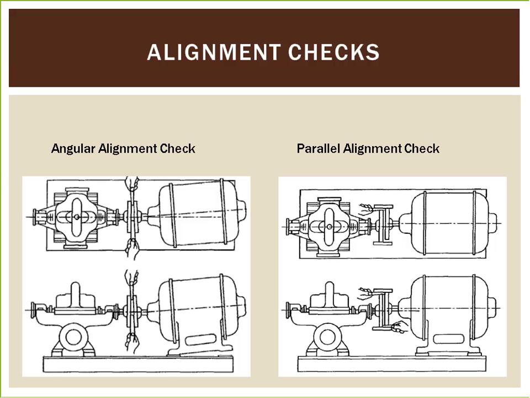Angular and parallel misalignment are corrected by means of shims under the motor mounting feet. After each change, it is necessary to recheck the alignment of the coupling halves. Adjustment in one direction may disturb adjustments already made in another direction. It should not be necessary to adjust the shims under the pump. The permissible amount of misalignment will vary with the type of pump and driver and coupling manufacturer, model, and size.